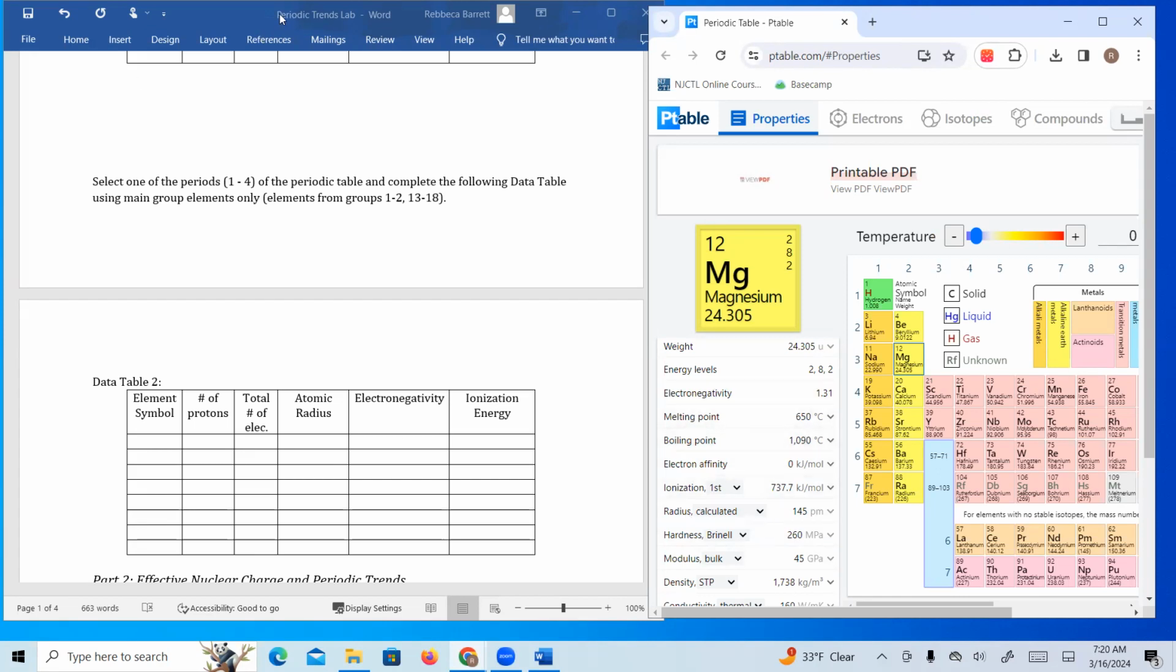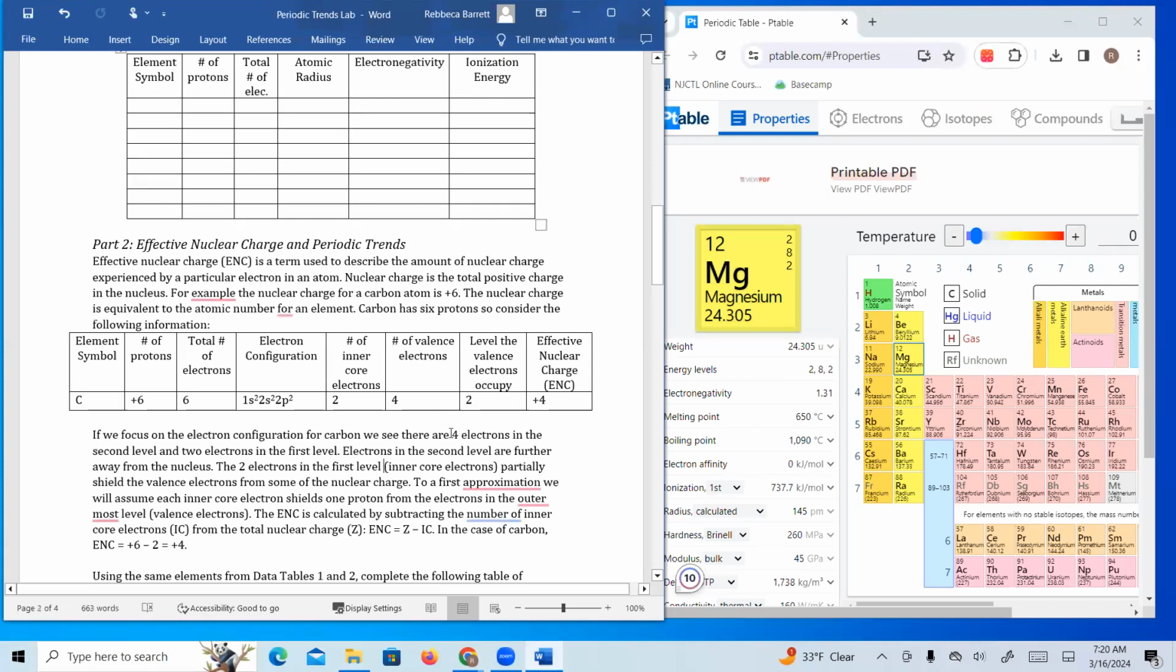Okay. All right. So now that we have all that data, we have to do some analysis, okay, and use that to help us come to some conclusions about periodic trends. So the first thing we're going to do is look at effective nuclear charge, which is a term we use to describe how much of the nuclear charge, the charge from the nucleus, is experienced by particular electrons in an atom. The nuclear charge is the total positive charge in the nucleus. So for example, if we use carbon, the nuclear charge is positive 6 because carbon has 6 protons, right? It also has 6 electrons when it's neutral.